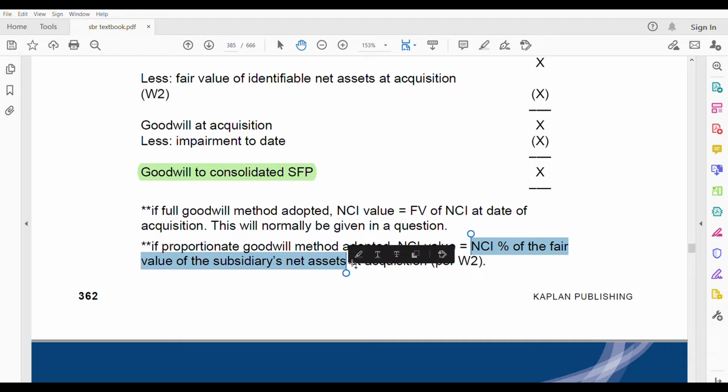Whatever the subsidiary's net assets are, let's say the subsidiary's net assets are 800. So NCI is 20%, and 20% of 800 is your NCI now, if it is proportionate goodwill. They will tell you clearly in the question which method they want: full goodwill or proportionate goodwill.